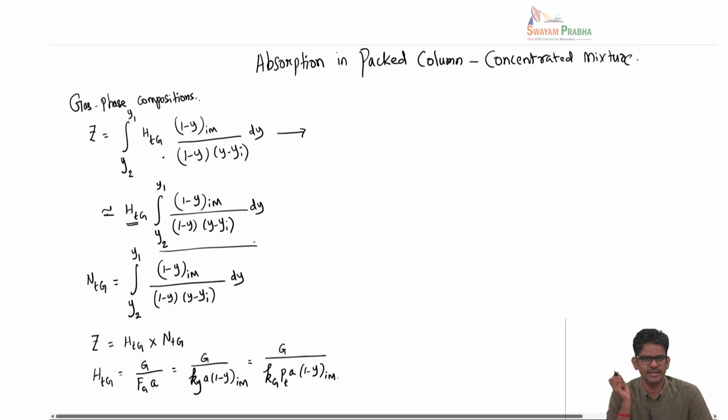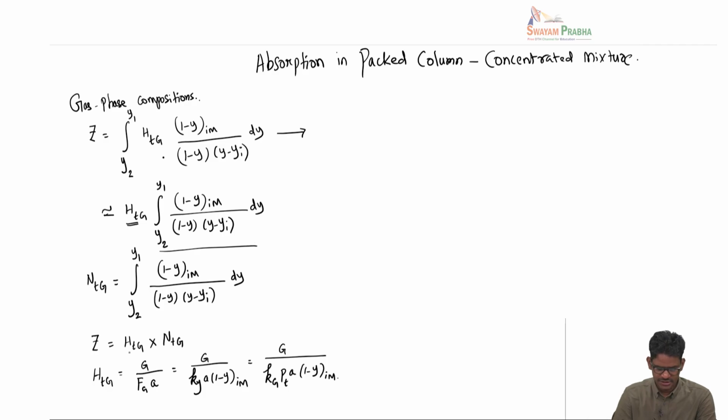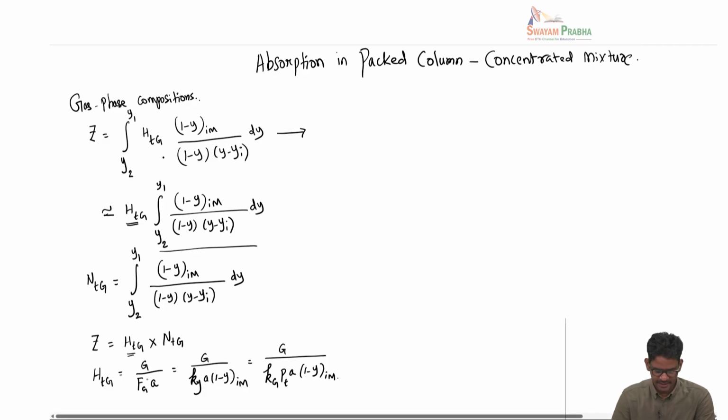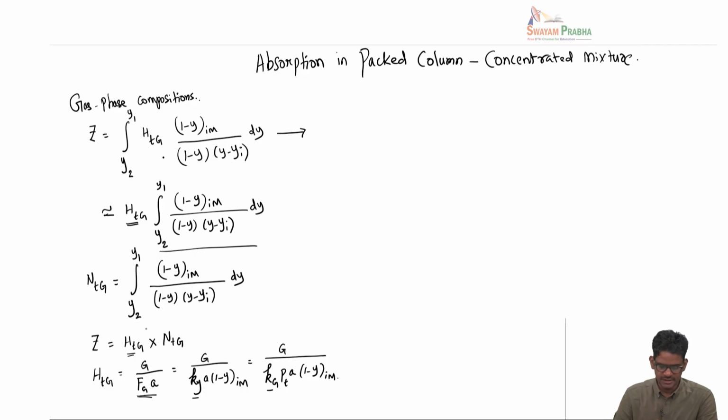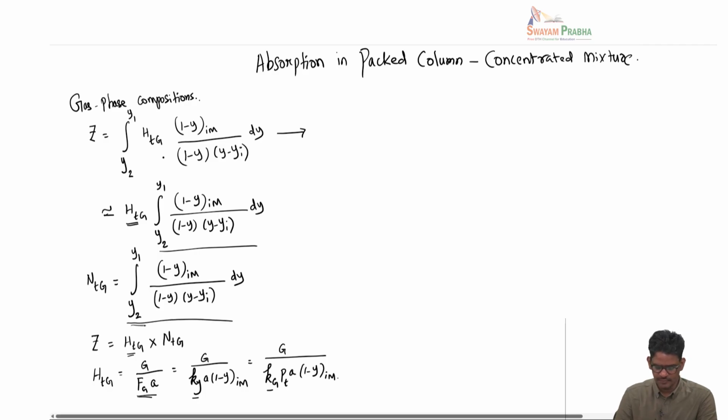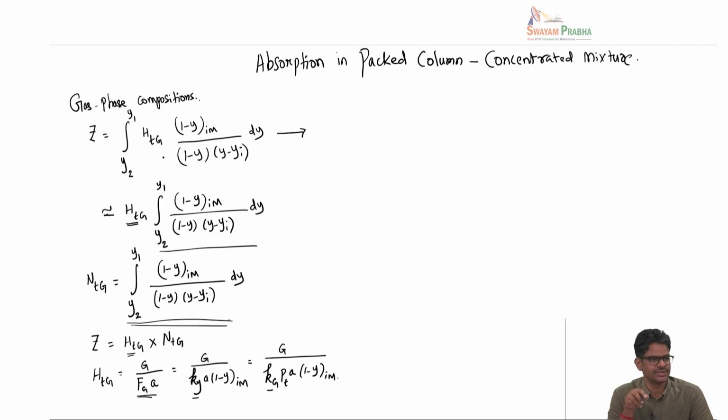of transfer units, NTU, and the HTG is defined as G by FGA, where FG is the local gas phase mass transfer coefficient. Okay, if you want to write this in terms of K-type mass transfer coefficients like Ky and Kg, you have to use the corresponding conversion factors. In the case of NTG, this integral has to be done either graphically or numerically, which involves the interfacial concentrations and the concentration along the operating line.